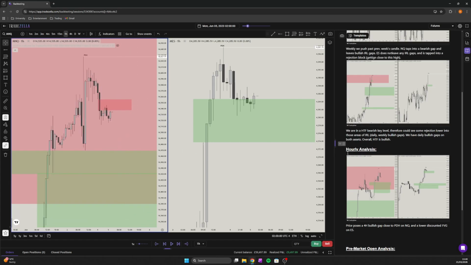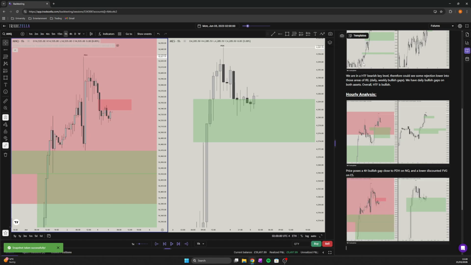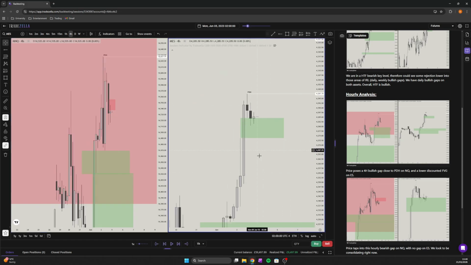Okay. Let's just mention that price has entered this hourly gap on NQ. Price steps into this hourly bearish gap on NQ with no gap. We look to be consolidating. Okay, so what is this? This is a 4-hour gap, if I'm not mistaken. Yep, this is the 4-hour gap.